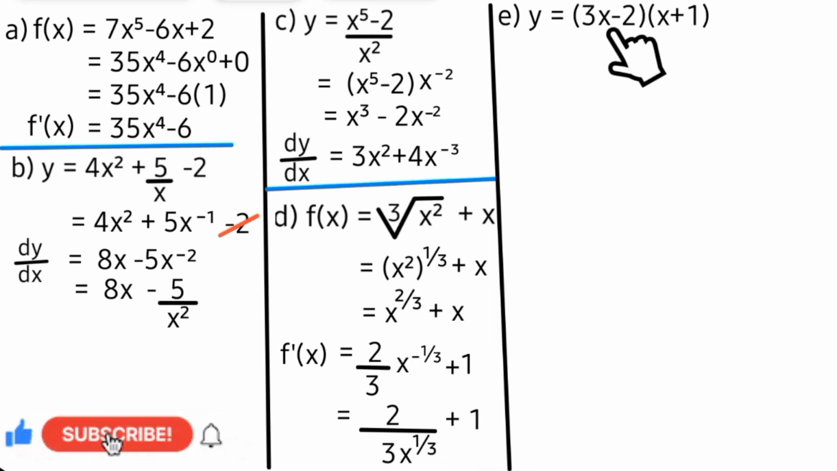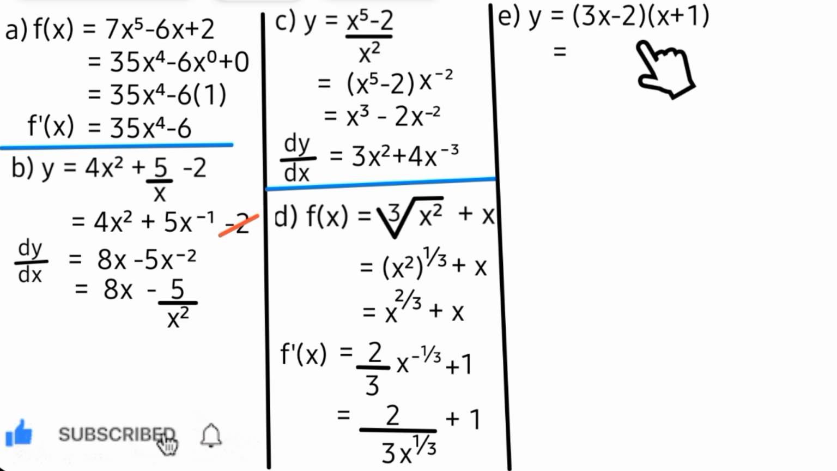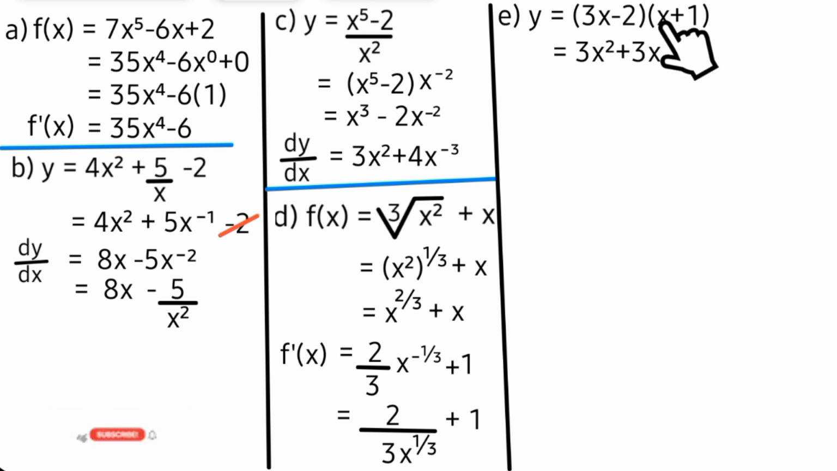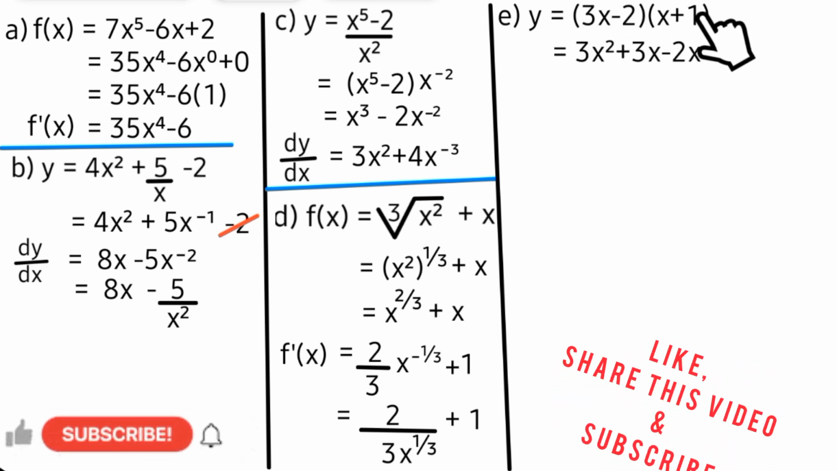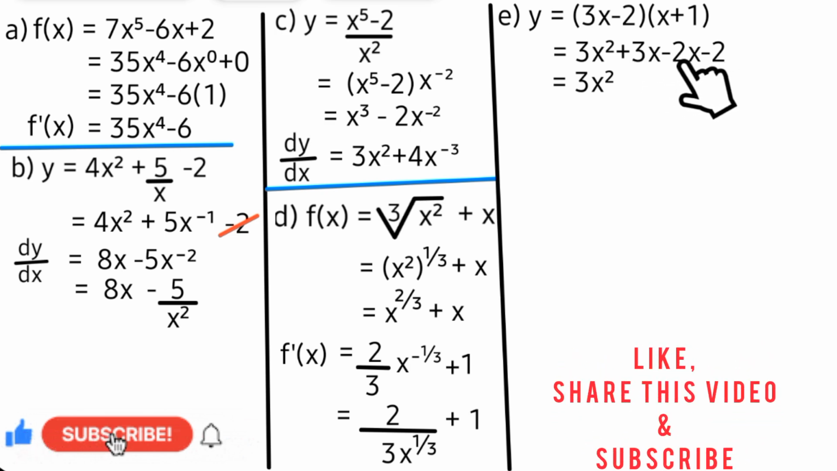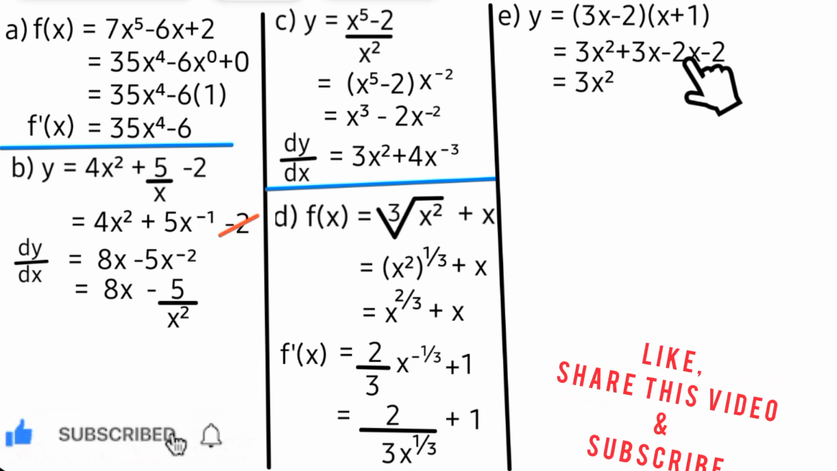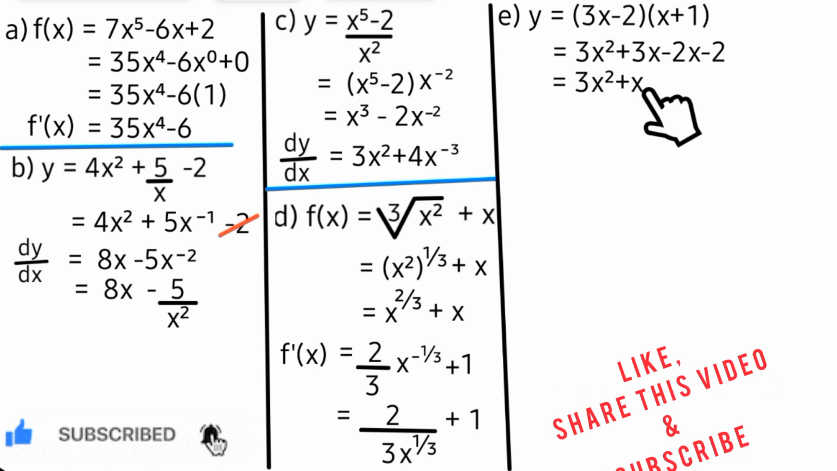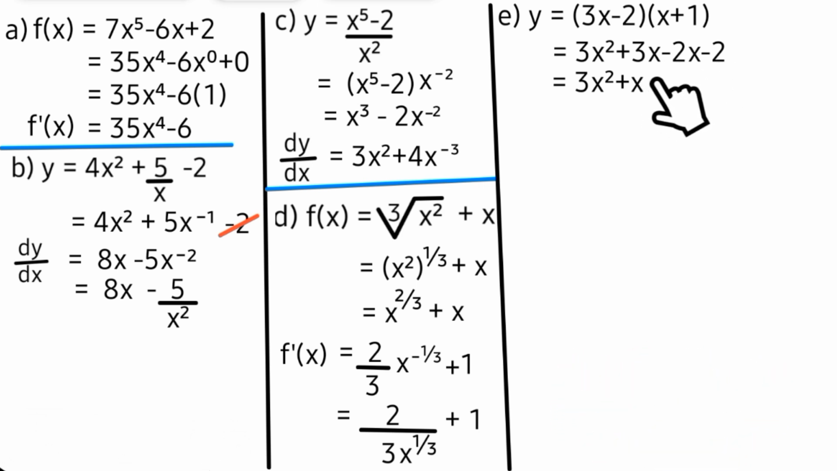Now let's open this bracket. 3x times x plus 3x times 1 minus 2 times x minus 2 times 1. Now let's collect like terms. This is 3x, this is minus 2x. So 3x minus 2x gives x because 3 minus 2 gives us 1. So 3x here minus 2x gives x. That is 1x. And then minus 2.